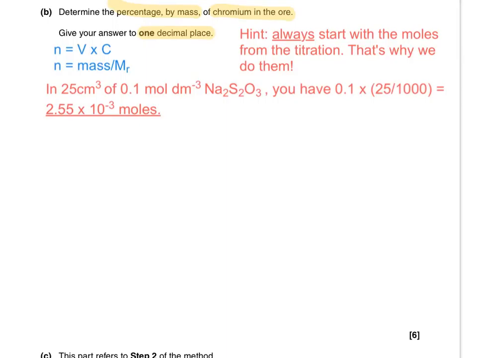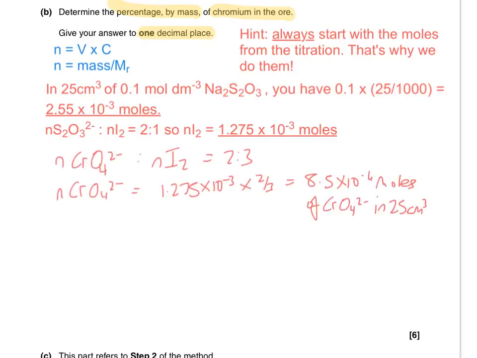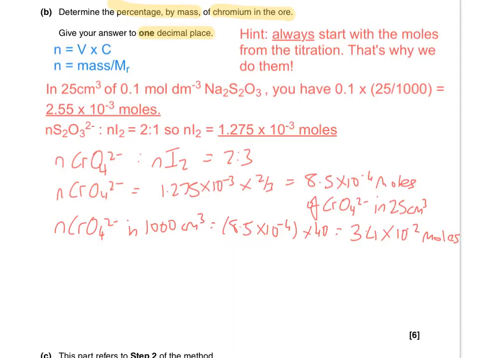So now what we do is we go to the equation, and the equation says that there's a mole ratio of 2 to 1 between thiosulfate and iodine. So we can work out the number of moles of iodine. We also know that there's a 2 to 3 mole ratio of the chromate ion to the iodine. So we can write those in now. So we can work out the number of moles of chromate in 25 centimeters cubed. We want to know the number of moles of chromate in our original sample. Original sample is made up to 1,000 centimetres cubed, 25 centimetres cubed of which was used in the titration. So that gives us 3.4 times 10 to the minus 2 moles.